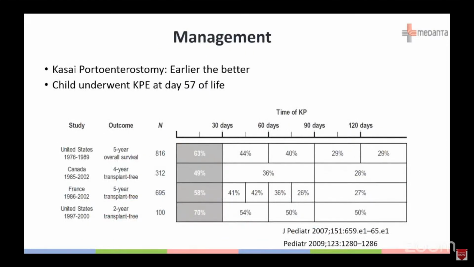Kasai portoenterostomy is the definitive management for biliary atresia. To highlight one thing, the earlier the age at Kasai portoenterostomy, the better is the prognosis. There have been several studies from the USA, Canada, France, along with some Indian studies also. They show that the earlier the child undergoes the Kasai portoenterostomy, the higher is the 2 year, 4 year, and 5 year transplant-free survival and overall survival rate.